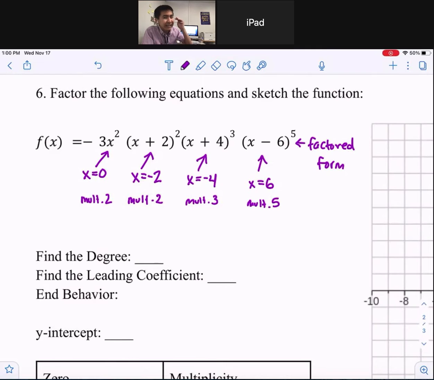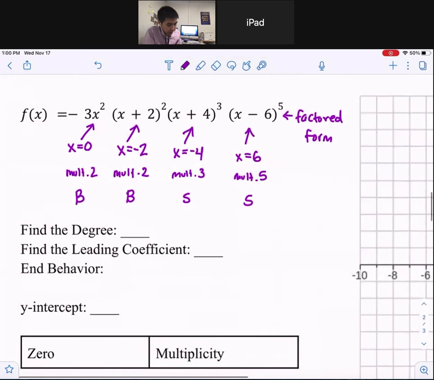Now, if it's an even multiplicity, this is where bounces occur. That's where you have to bounce. If there are odd multiplicities besides 1, those are all slides. Okay? Now, find the degree. For factored form, in order to find the degree, you have to add all the exponents of each factor together. 2 plus 2 plus 3 plus 5 is 12.